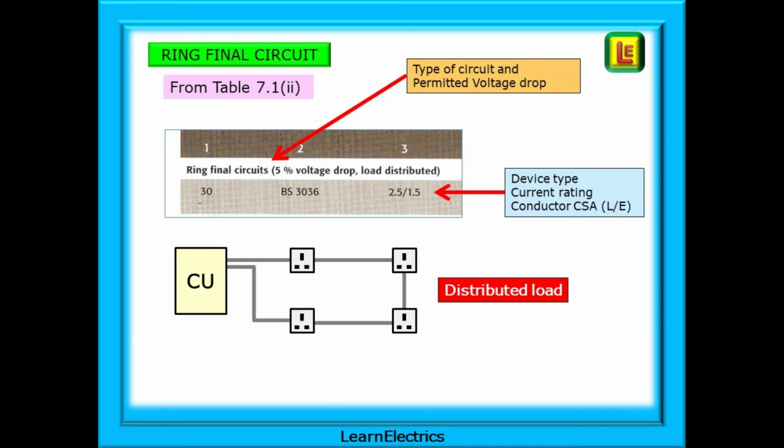Three circuit types have their own data in Table 7.1 number 2, and the start of each is shown with a short description in the table as shown here. This is a very useful line of information. In this case, it tells us it is a ring final circuit and the permitted voltage drop as a percentage of the nominal voltage. Then it lists all the appropriate device types and current ratings and gives the recommended conductor size or CSA for the line and earth conductors, as this will be the fault path. It tells us that the data is applicable to a distributed load.